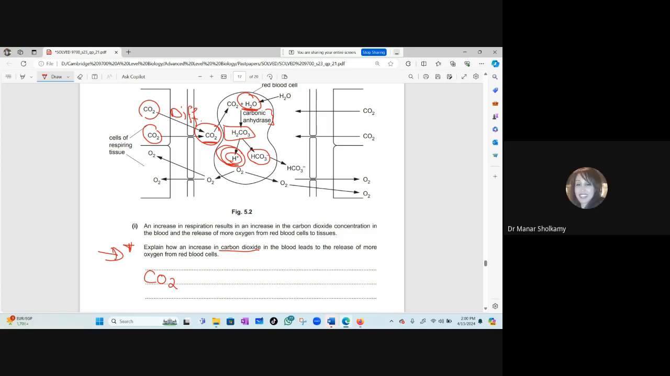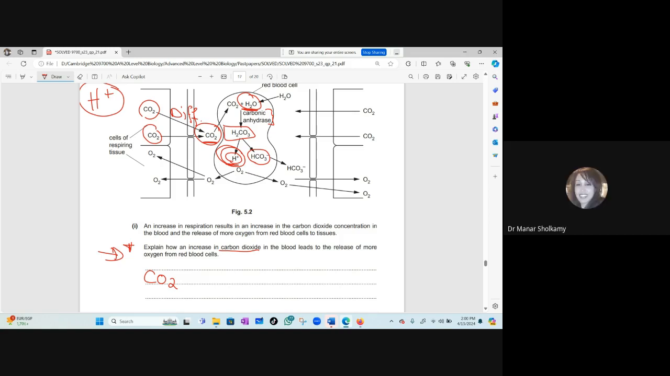If they don't react and they are left in the body, what is their problem? Why are the hydrogen ions very dangerous? They will make the blood change its pH. They decrease it, of course.